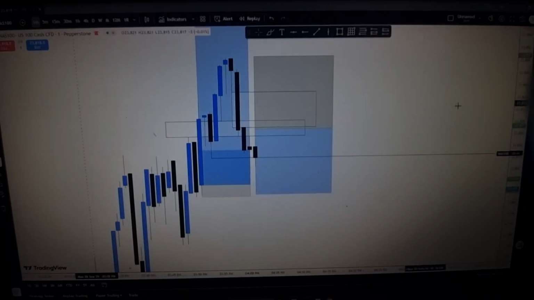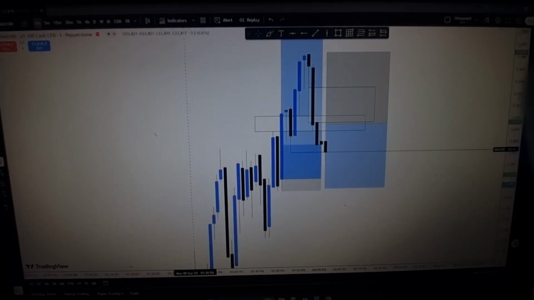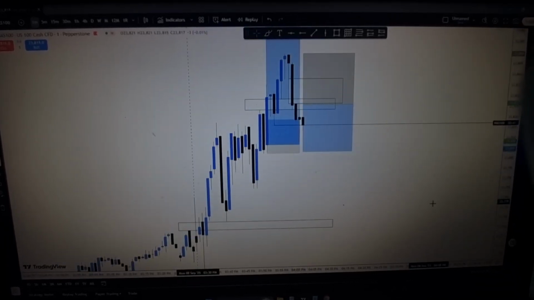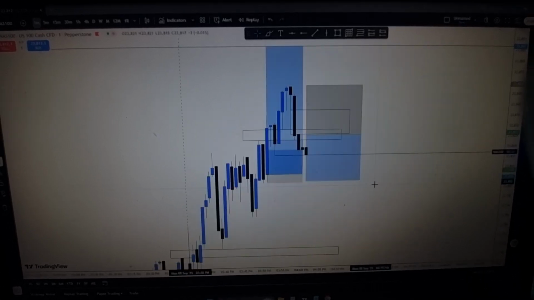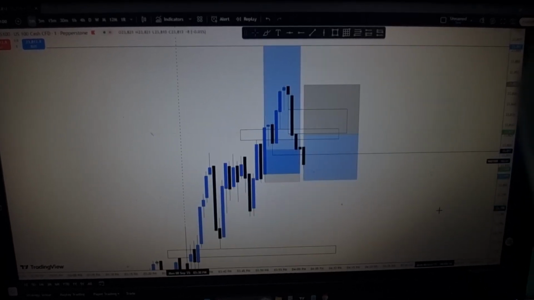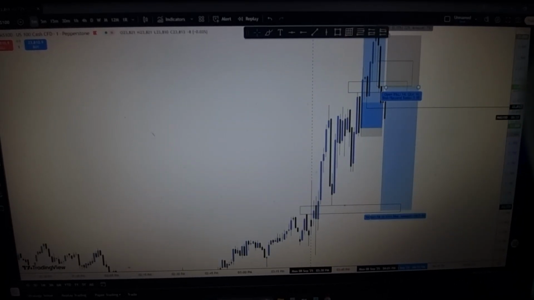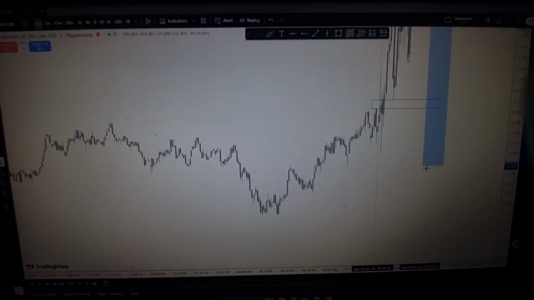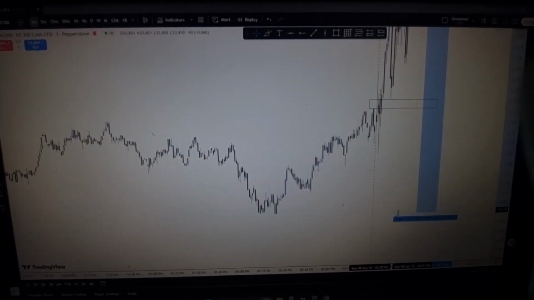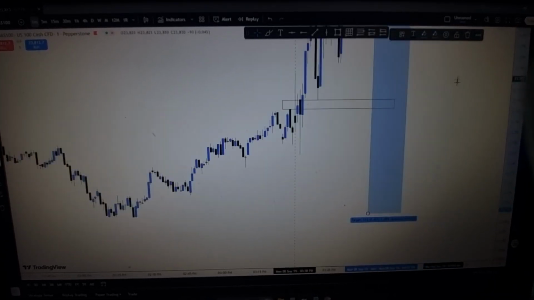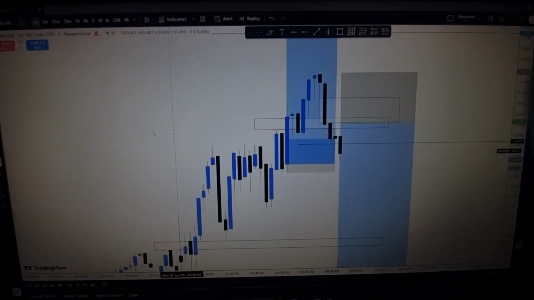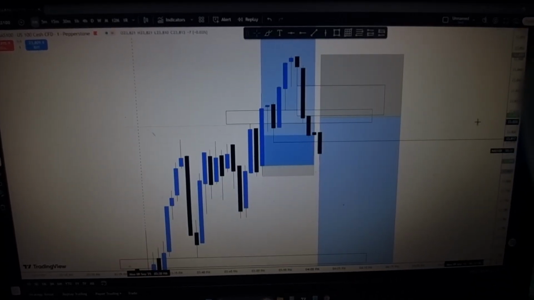I know it's not something we do on this channel, but you're gonna see something that never has been done. You feel me? Bam, bam, bam. Bam, bam. This is the only draw on liquidity so far that's sticking out. So yeah.